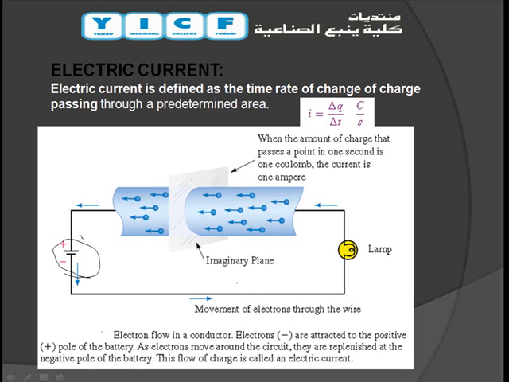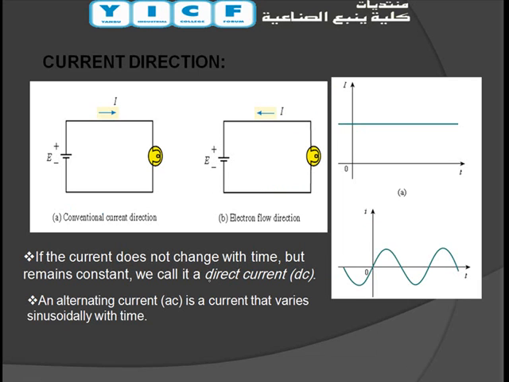There are two directions of current. The conventional current direction, established by Benjamin Franklin in the 18th century, is that the current flows from the positive terminal to the negative terminal, while the electron flow is actually from the negative terminal to the positive terminal. But most of the textbooks take the conventional flow of the current, which is from the positive terminal to the negative terminal.